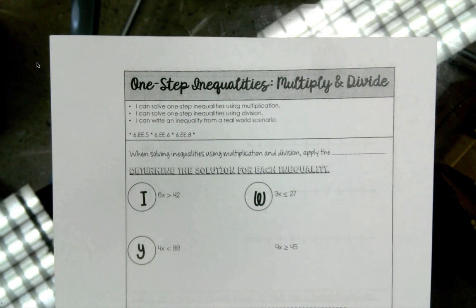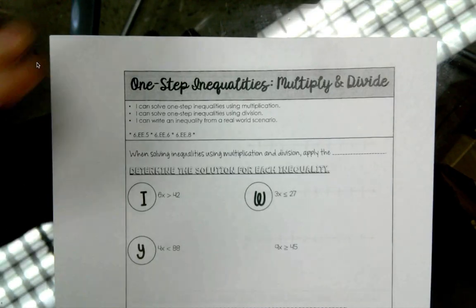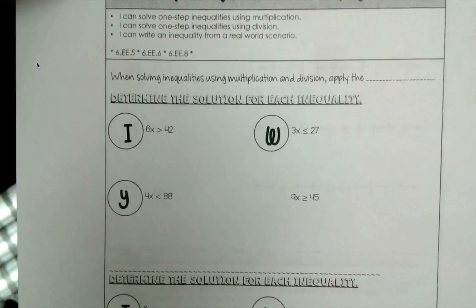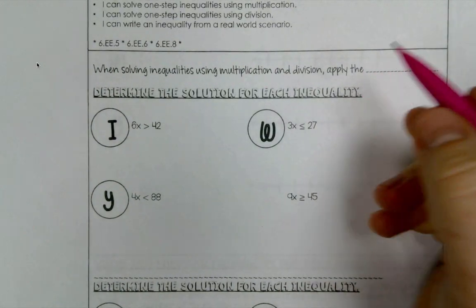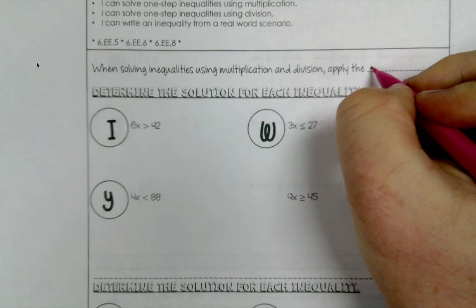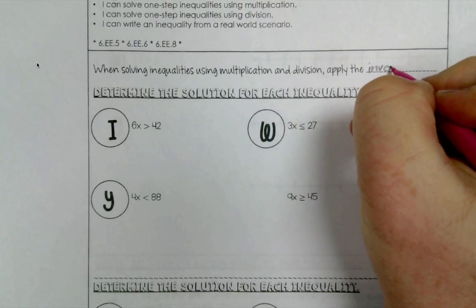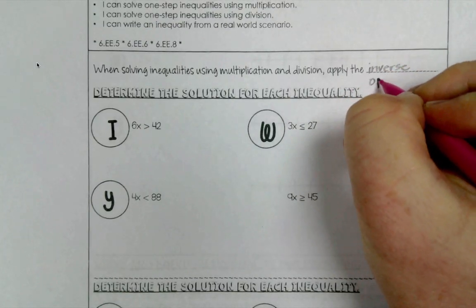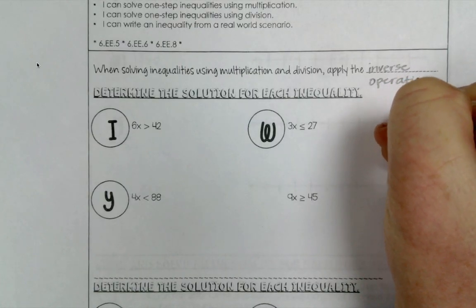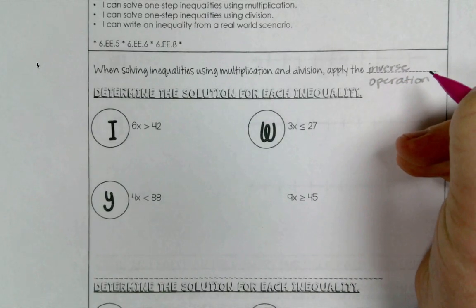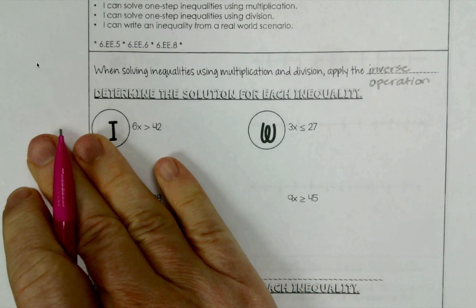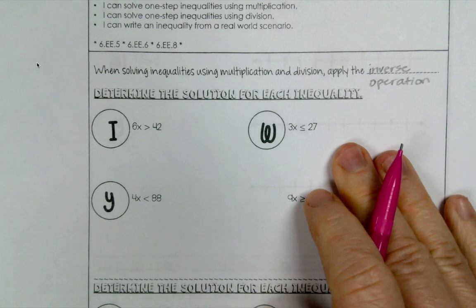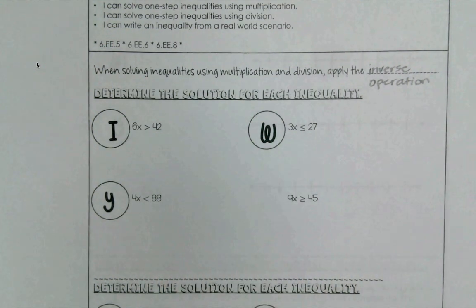One-step inequalities, multiplying and dividing. So when solving inequalities using multiplication and division, you're going to apply the inverse operation. And this is the same thing we would have done with equations. Remember, we're treating our inequality symbol like an equation symbol because we're going to balance out both sides of our inequality so that it remains true when we simplify.